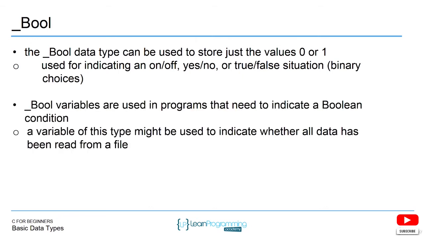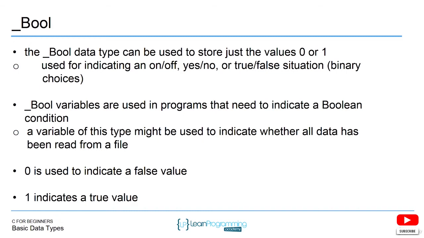Boolean variables are used in programs that need to indicate a Boolean condition, a true or false type of answer. So for example, a variable of this type might be used to indicate whether all the data has been read from a file. Yes or no. Has all the data been read from a file? 0 is false, 1 is yes, which we'll talk about now. So 0 is used to indicate a false value. 1 indicates a true value. So even though it's true or false values, the way that the data is stored in memory is 0 or 1 as a numeric. But the numerics mean that 0 means false, 1 equals true. So if you were to print out Booleans, you would see values 0 and 1 printed out, not true and false.